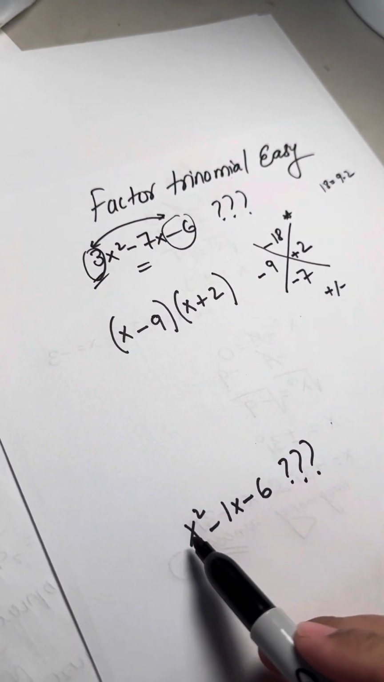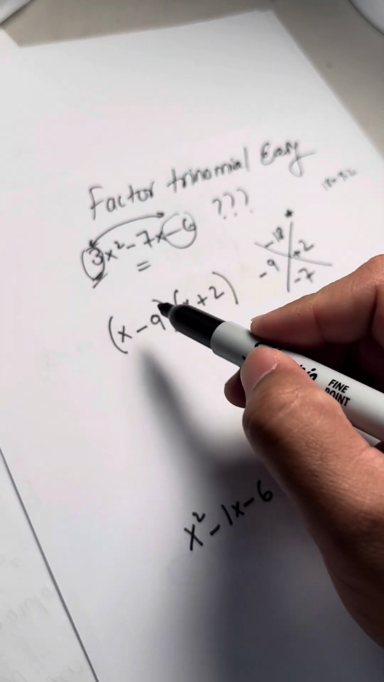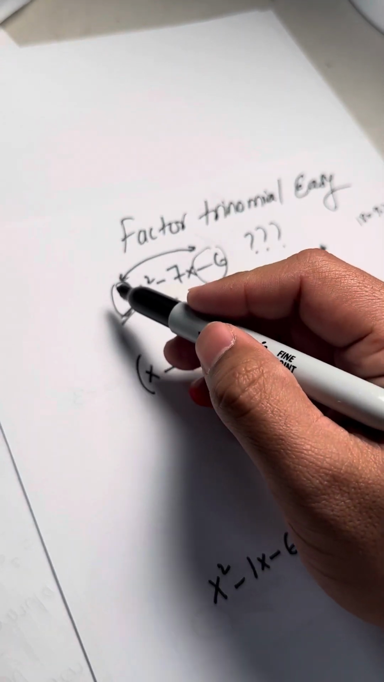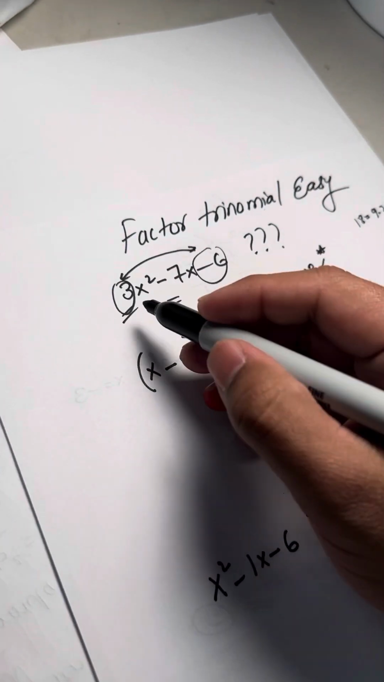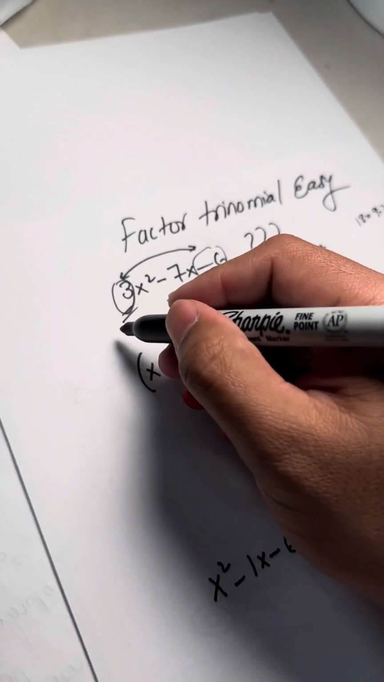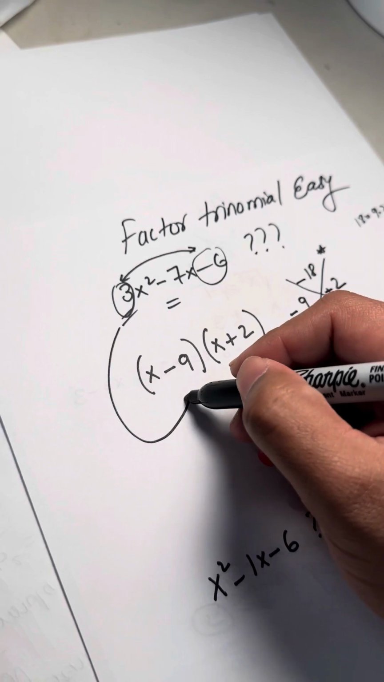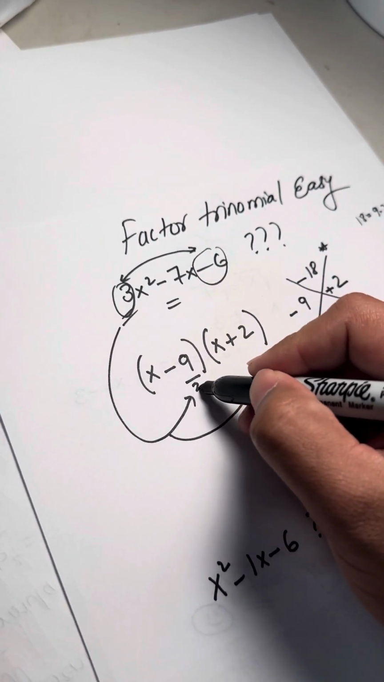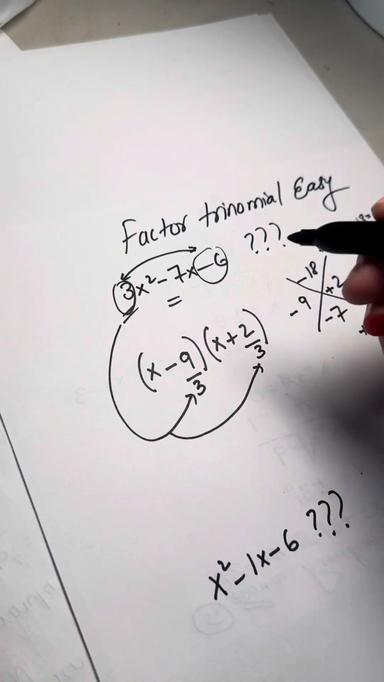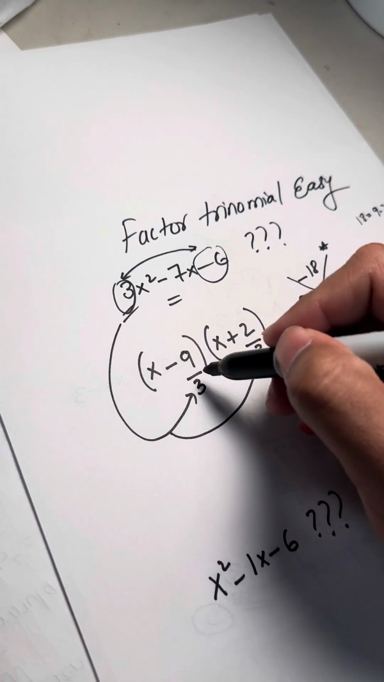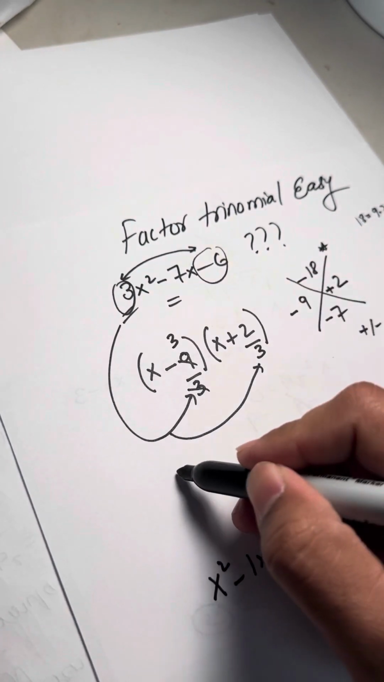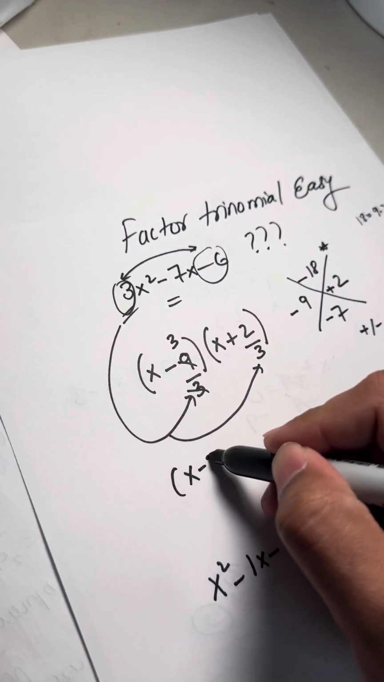In this problem, you don't have a number in the front. So you can leave it like this. But in this case, because you have a number in the front, you have to take care of that, which is very easy. Divide these numbers that you got by that number in the front. Now here's the thing. If 3 goes to 9, just reduce it. 3 times 3 is 9. So one of your final answers is x minus 3.